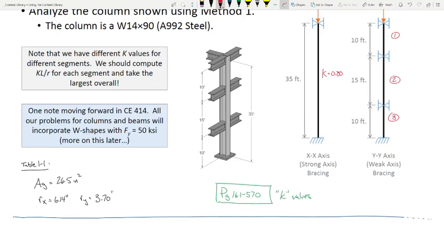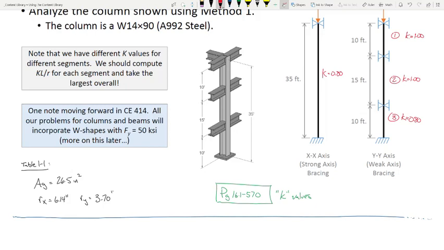Now what about the y-axis? Segment 1 and segment 2 have the same boundary conditions, pin-pin. So what's the K value there? 1. And then for segment 3, the K value is going to be 0.8. So this is a K value of 1, K of 1, and K of 0.80. Does everybody see that?